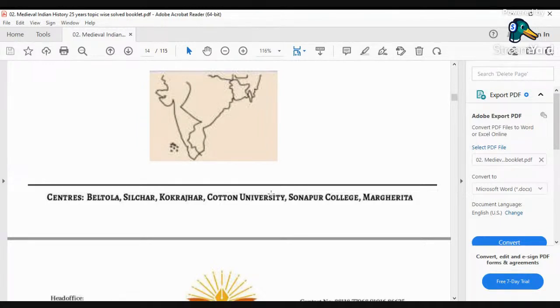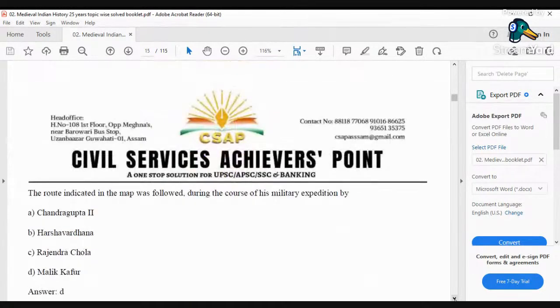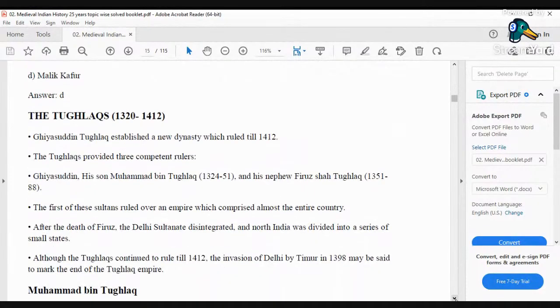He believed in decentralization. A lot of areas came under his control, be it Warangal, or another very important area. The Hoysalas were also dominated by Alauddin Khilji, and they reached all the way till Madurai. After reaching Cape Comorin, Malik Kafur also erected a tower of victory. The route indicated in this map is the route which was taken by Malik Kafur.